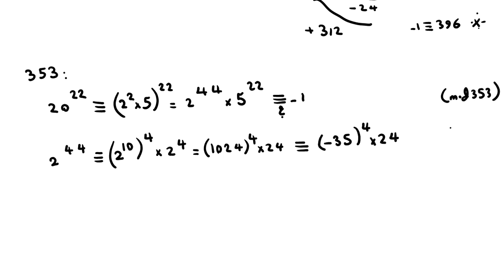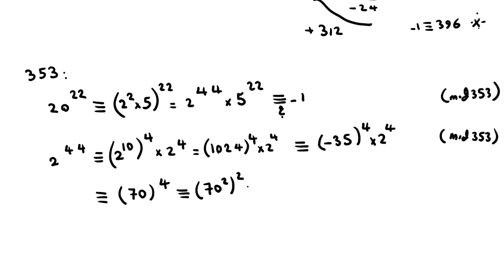And we can say, let me write again here, mod 353. Okay, so we can say what? Negative will be cancelled because it is to the power of 4. And sorry, here I should write 2 to the power of 4, not 24. Now we can say it is equal to 2 times 35, 70 to the power of 4. And we can say, okay, 70 squared to the power of 2.